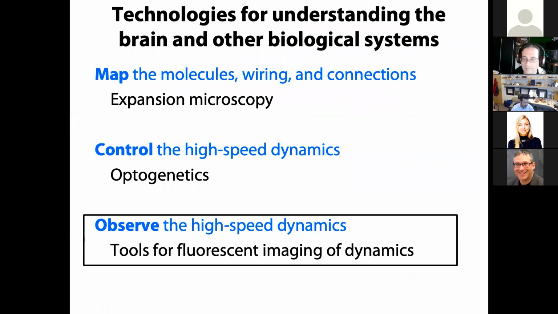So we're very excited about each of these tool sets. We want to see the brain in action. That's being empowered by technologies like the voltage imaging that we're doing. We want to control the brain. That's where optogenetic tools can be quite powerful. And we want to map the brain. That's where expansion microscopy can be quite helpful.